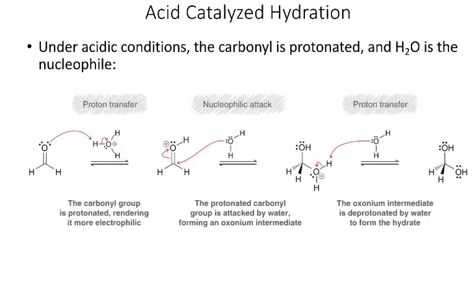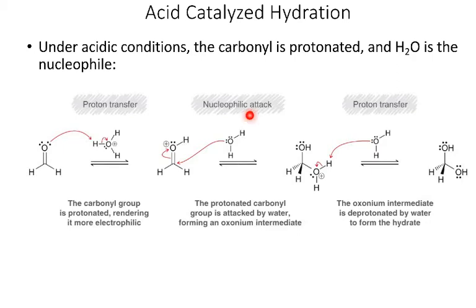Okay, the mechanism for acid-catalyzed hydration is very similar to the mechanism that we saw in the last video. If we're under acidic conditions, H3O⁺ is a much better proton donor than water, so under acidic conditions, H3O⁺ is going to be our proton donor. And so our ketone will pick up the hydrogen. We then follow that up with nucleophilic attack, so these steps are reversed compared to the case of basic conditions.